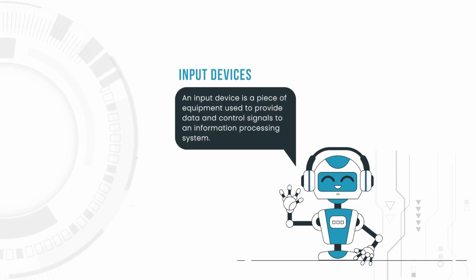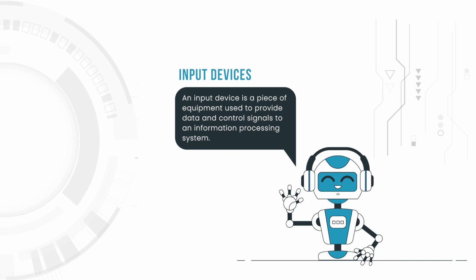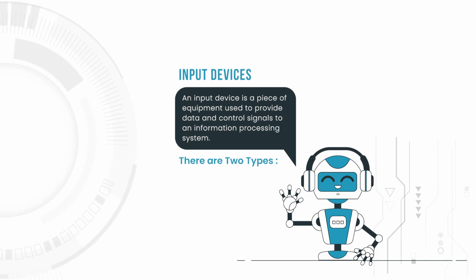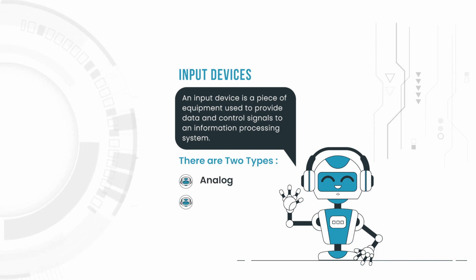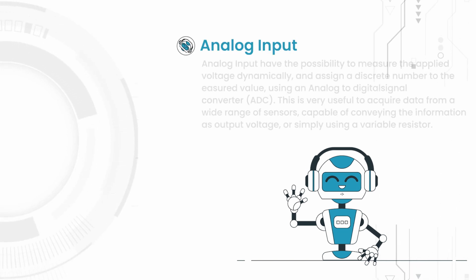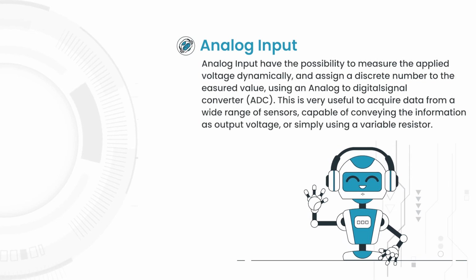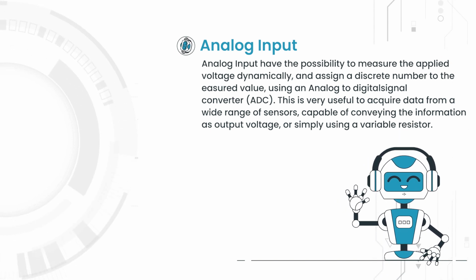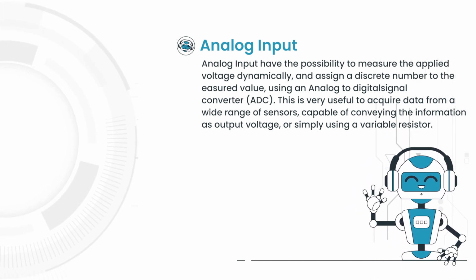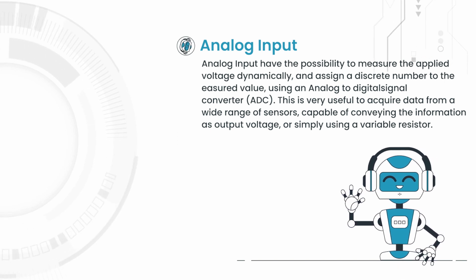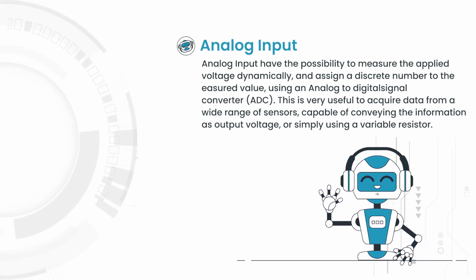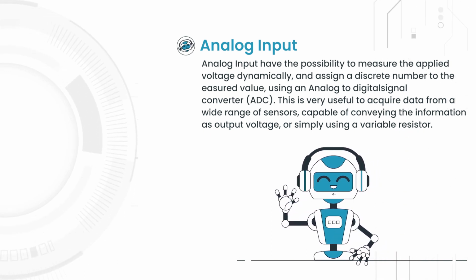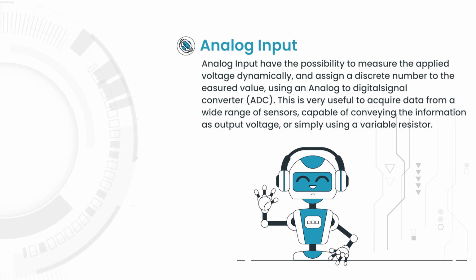Input device. An input device is a piece of equipment used to provide data and control signals to an information processing system. There are two types of input: analog and digital. Analog input. Analog input have the possibility to measure the applied voltage dynamically, and assign a discrete number to the measured value, using an analog to digital signal converter that is ADC. This is very useful to acquire data from a wide range of sensors, capable of conveying the information as output voltage, or simply using a variable resistor.